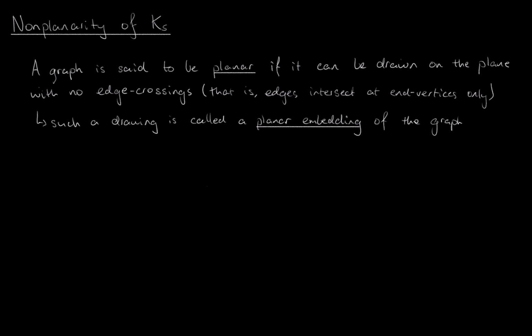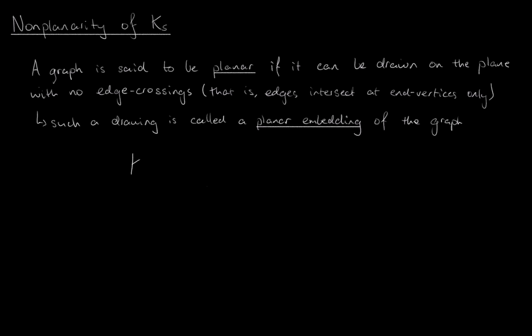So we have two definitions here that I've underlined. I want to make that clear that a planar embedding is different to a graph being planar, because the planar embedding is simply a drawing of a planar graph, where you have no edge crossings in that planar embedding. So let's just go through an example.